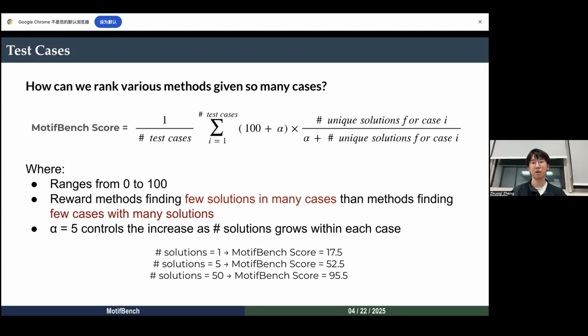By this kind of formulation, we ensure that the score will reward the methods that find the first few solutions in the case, rather than the marginal improvement upon already-solved cases.